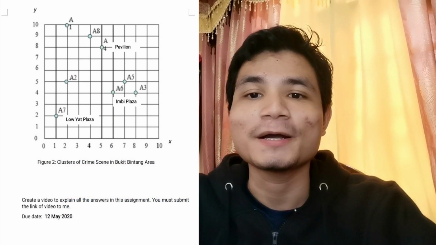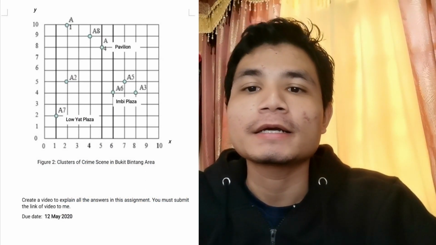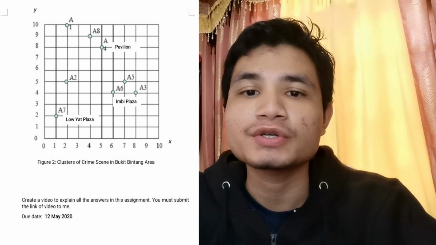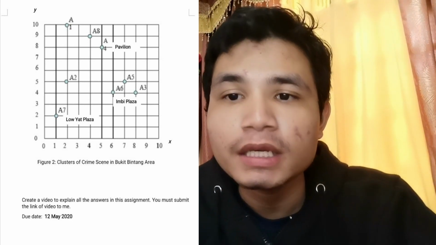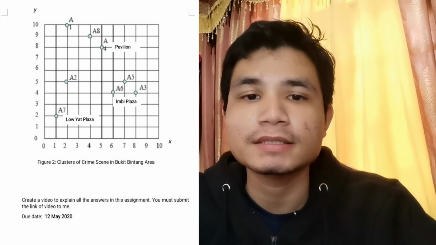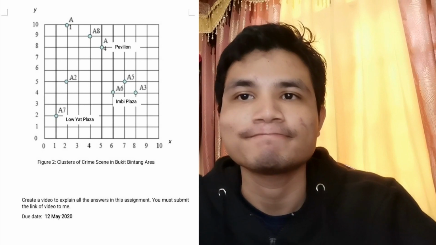Finally, we reach the final question. E. Based on the answer for question 1C, draw the clusters of crime scene in figure 2 as follows. And so we already have the groups of cluster tags, and now we can draw the clusters of crime scene according to the cluster tags, and the answer will be like this.